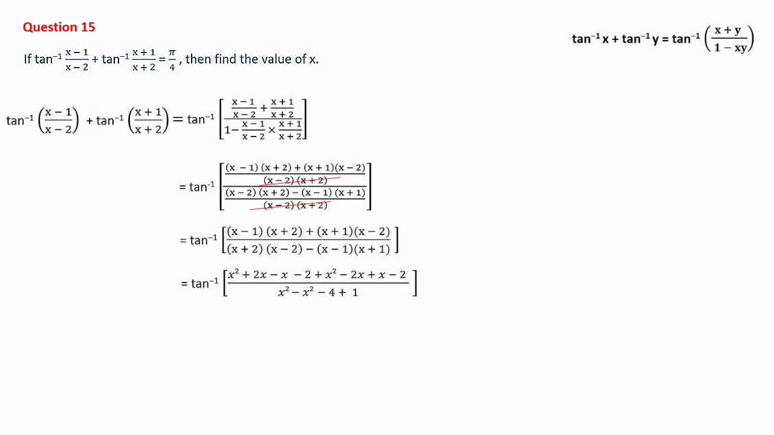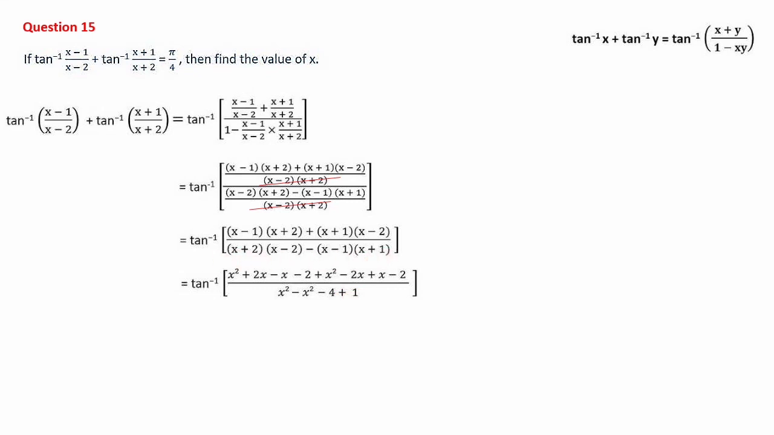When the denominator comes, x plus 2 into x minus 2, a plus b into a minus b, that is a square minus b square, that is x square minus 4. Then x minus 1 into x plus 1, this is also a minus b, a plus b form, that is a square minus b square, that is x square minus 1 square, which is 1. So x square minus 1 is there, that minus will be taken with this minus and comes as plus, so plus 1. And the denominator, we have just done some mental calculation.